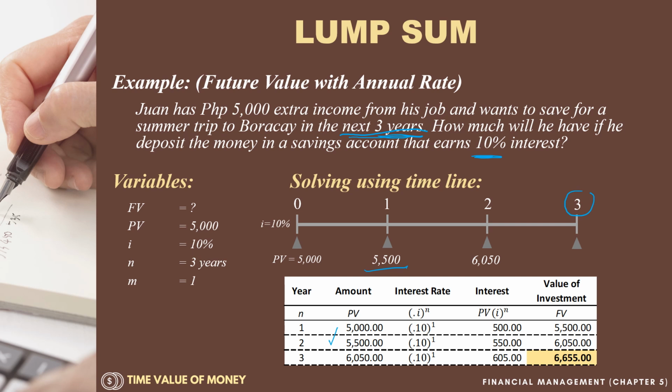Now in year 3, the beginning balance again is 6,050. And again, it has grown by 10%. So 10% of 6,050 is 605. So at the end of year 3, the value of the investment now is 6,655. Now here in the problem, the future value of the 5,000 pesos of Juan would be 6,655 at the end of 3 years, earning a 10% interest annually.